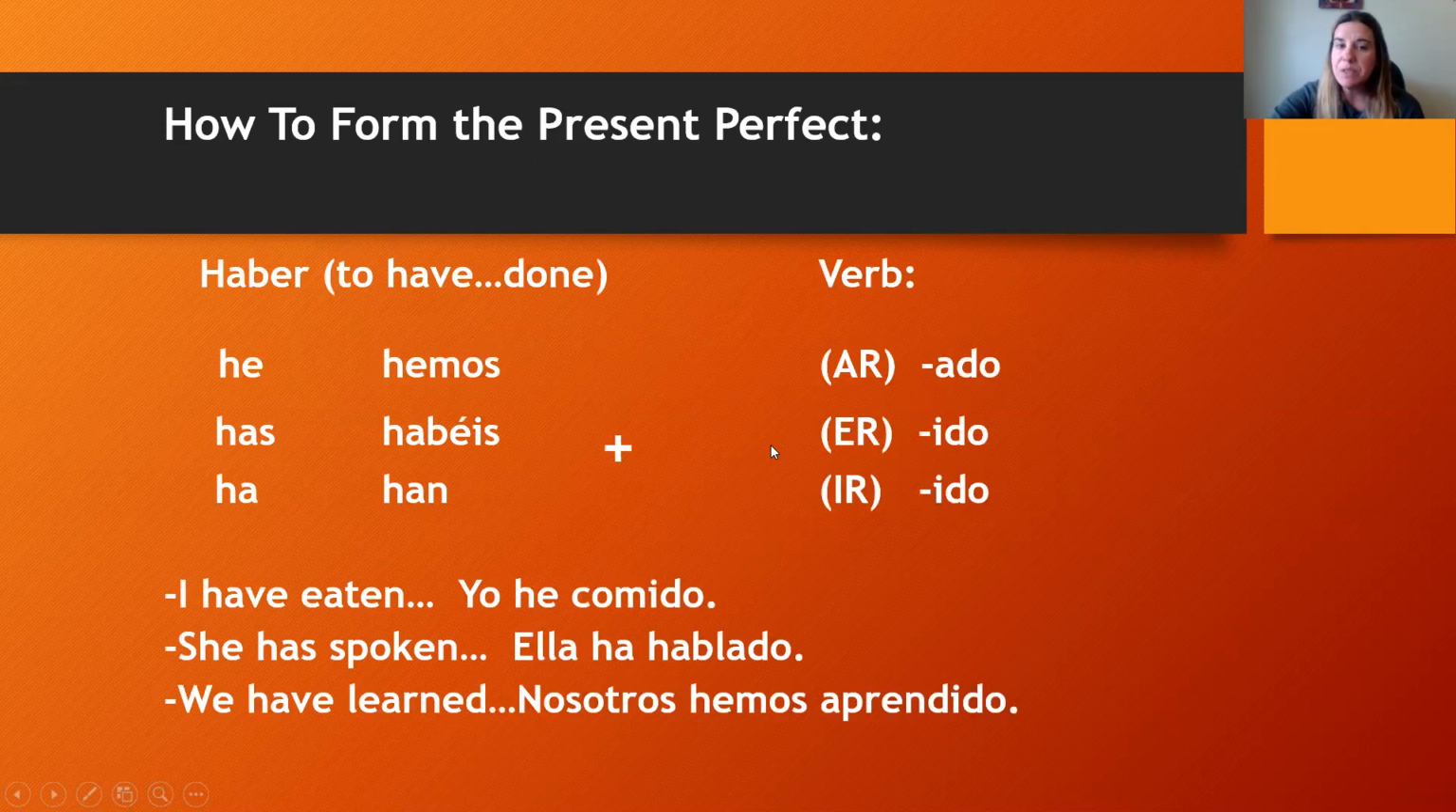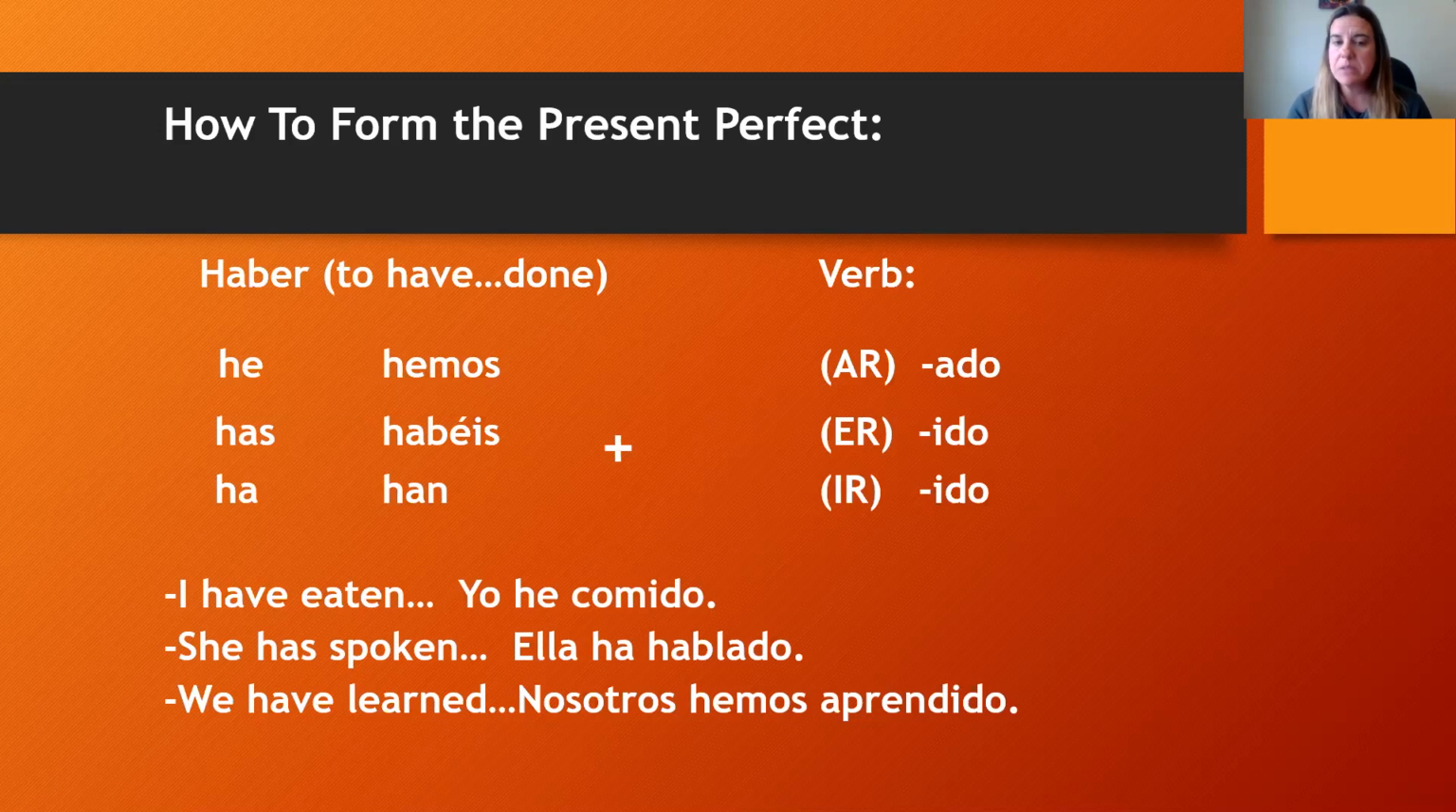So here's how we form this present perfect tense. We're going to take the verb haber, which means to have, in this case, to have done something, to have worked, to have studied, to have looked at, to have read. And we conjugate it. So here's how we conjugate the verb haber. Yo he, tú has, él, ella, usted ha, nosotros hemos, vosotros habéis, ellos, ellas, or ustedes han.